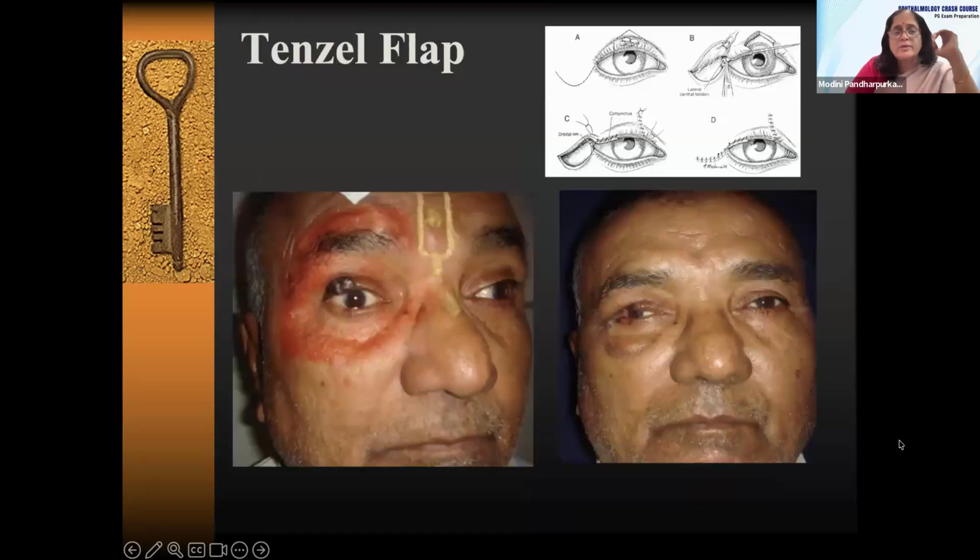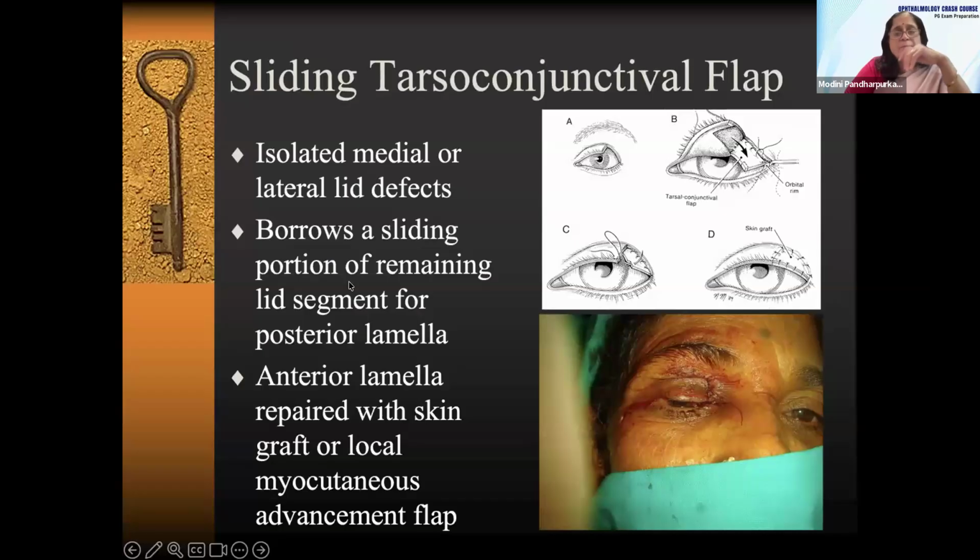These are the two results we did. Then tensile flap in the upper lid. We said it has to be oriented below. The lesion was in the upper lid. I'll not waste time here.